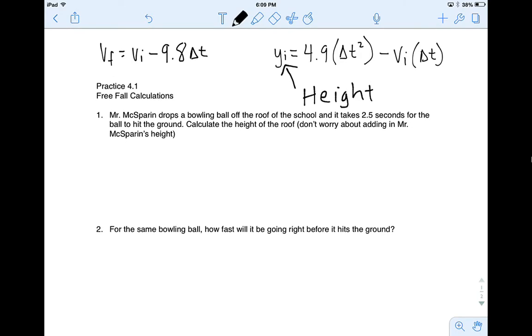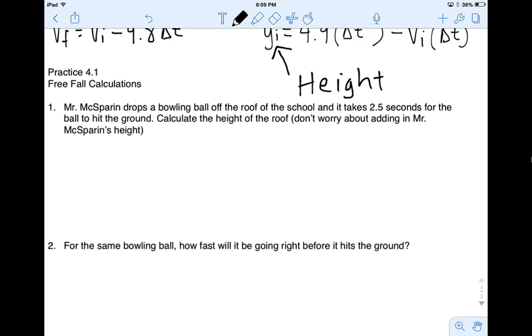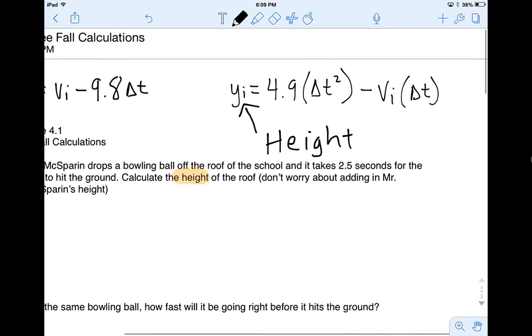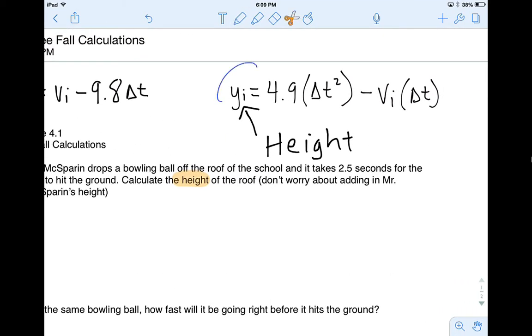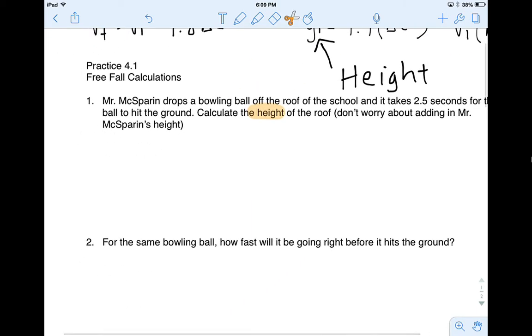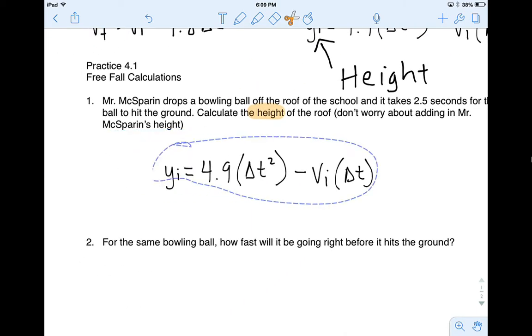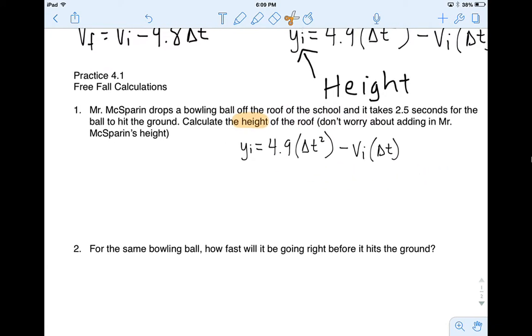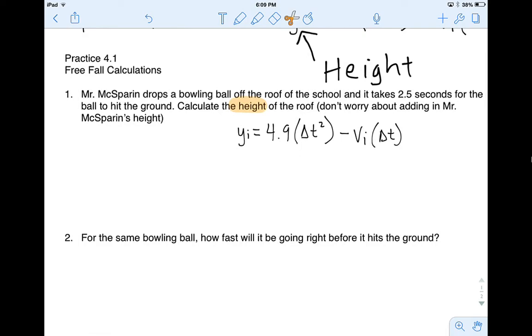All right, so number one: Mr. McSparron drops a bowling ball off the roof of the school, and it takes 2.5 seconds for the bowling ball to hit the ground. Calculate the height. Now look, it tells me I need to find the height. So instantly I know that I need to use this second equation. I'm going to snag that second equation and put it in here. That's the one we use.